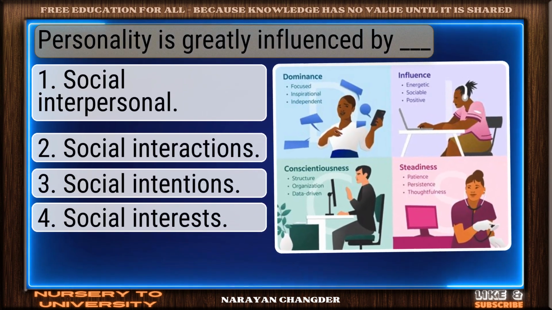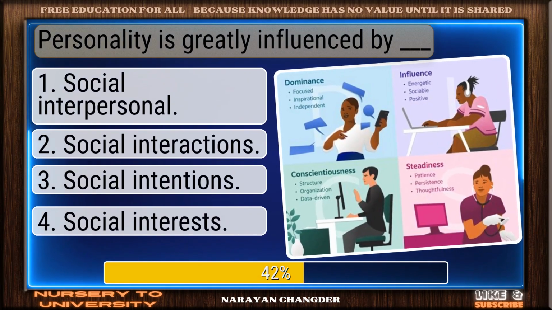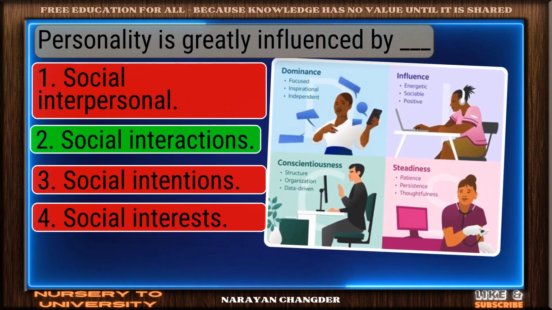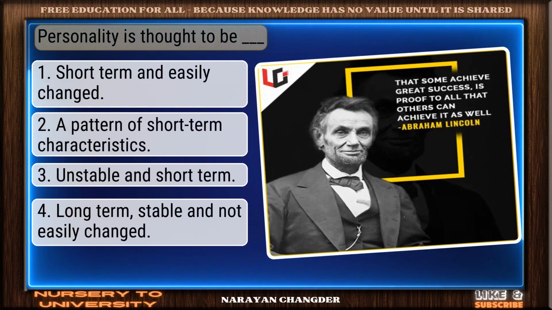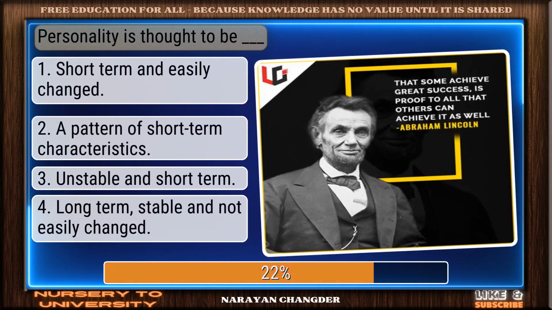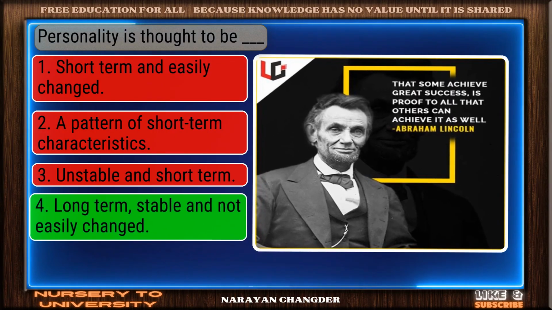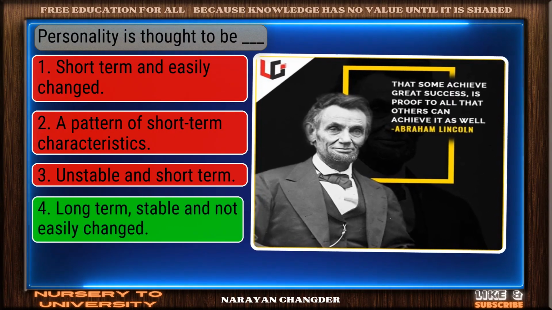Personality is greatly influenced by dash. Perfect. Social interactions is the correct choice. Personality is thought to be dash. Right again. Long-term, stable and not easily changed is a valid answer.